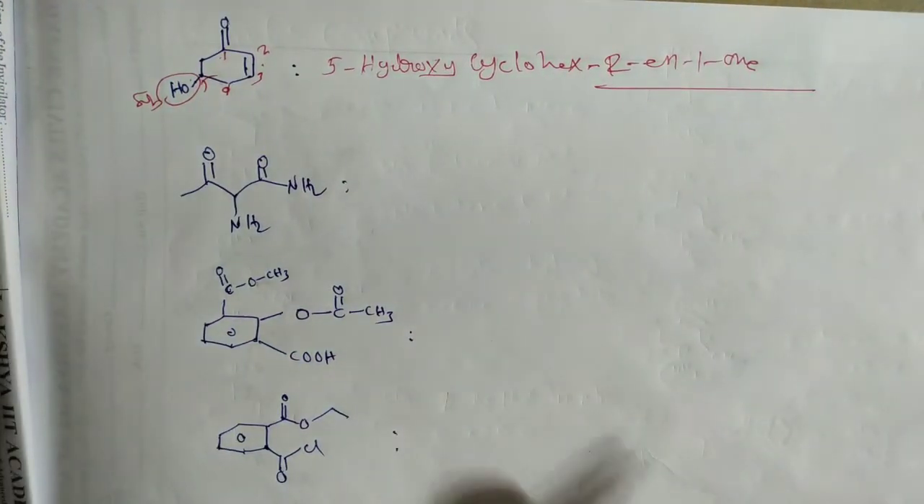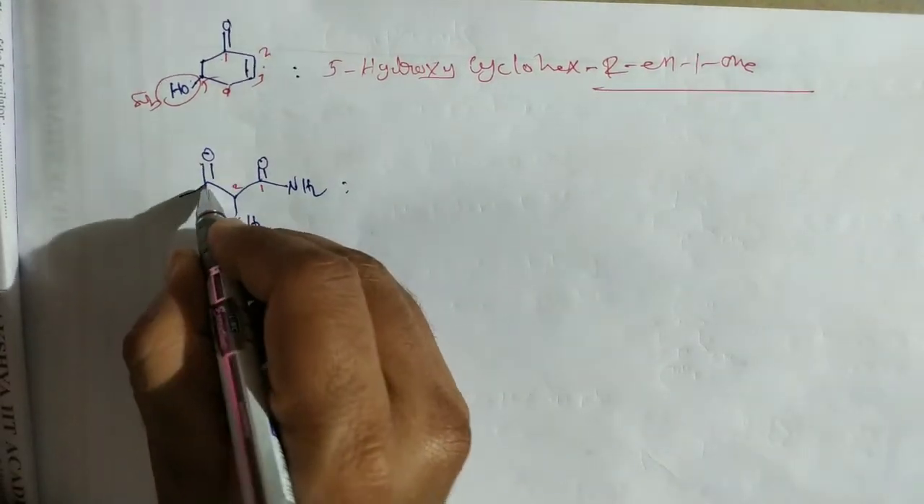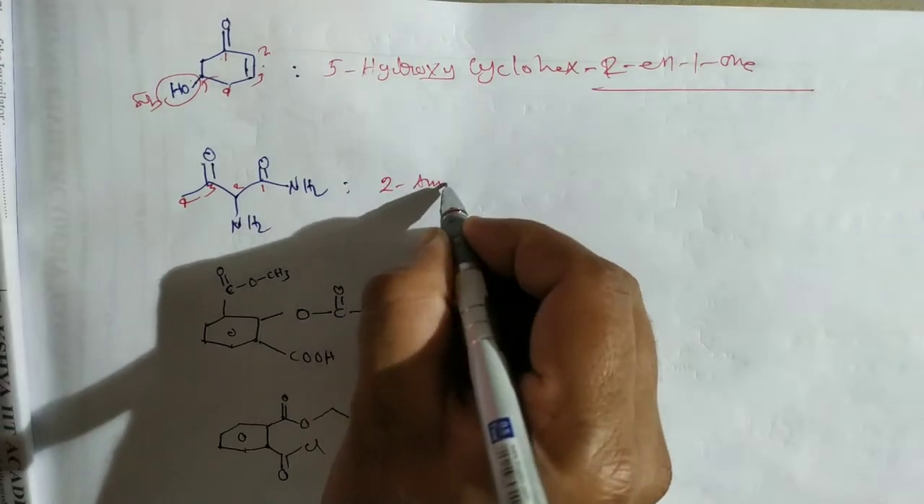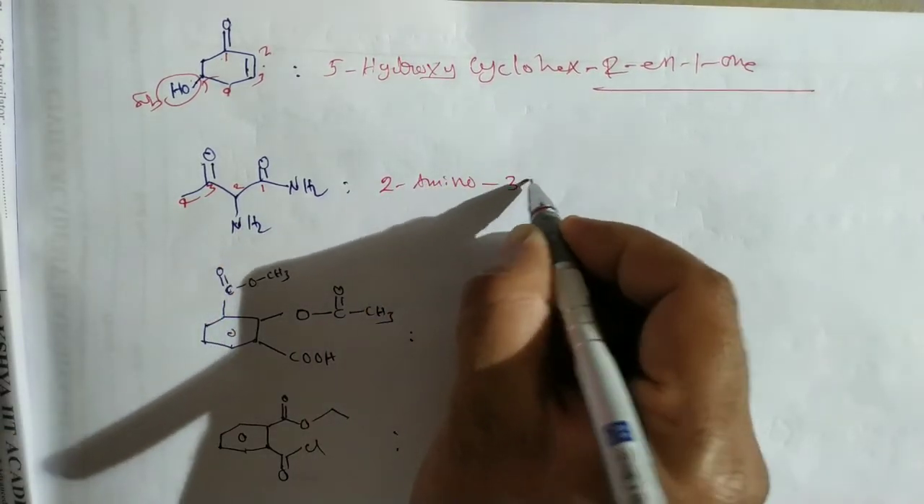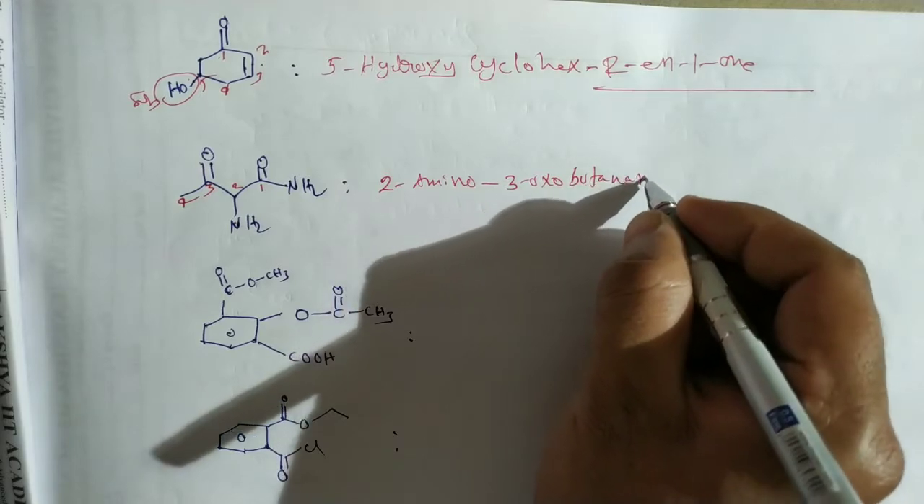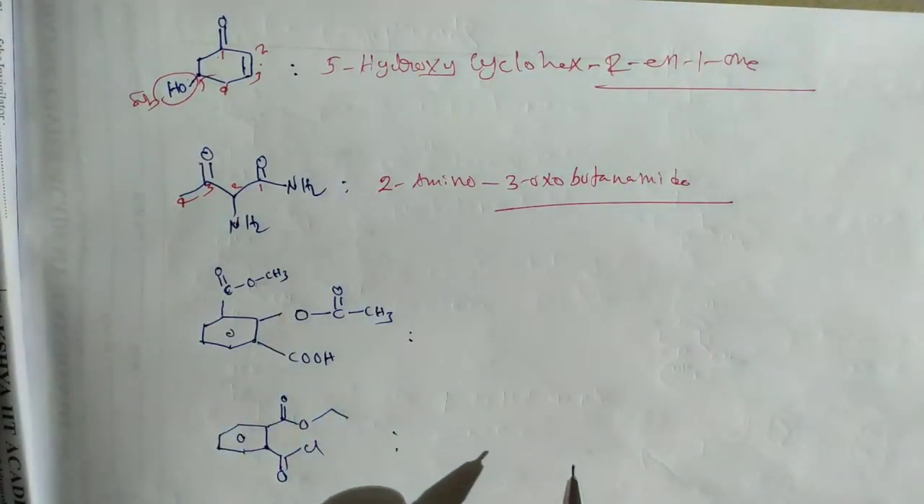Okay, next here in this case there is amide, amine, ketone. Amide is a high priority functional group, so the remaining two are substituents. So 2 amino, 3 oxo, butane plus amide, butanamide.